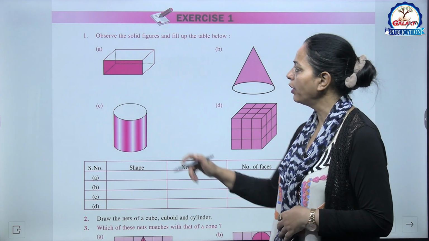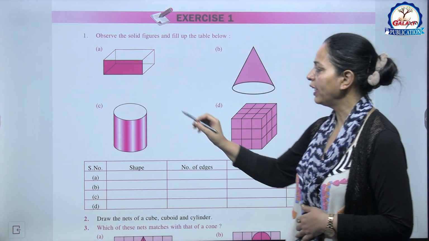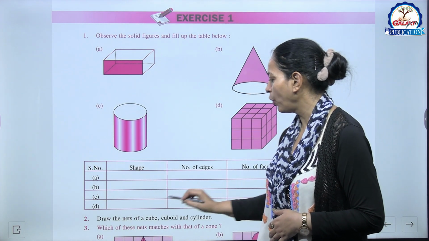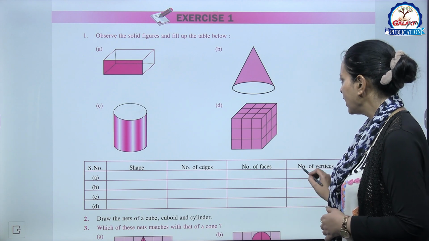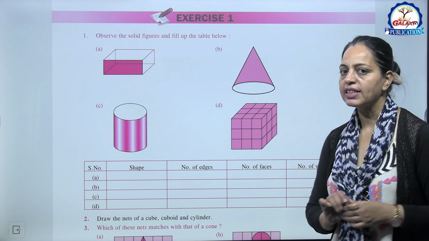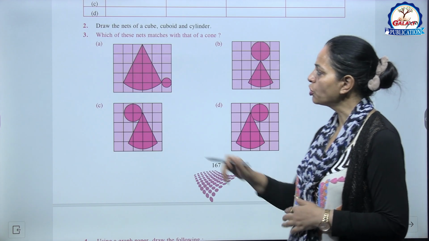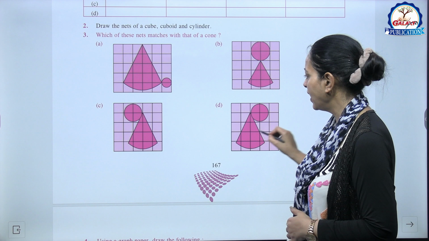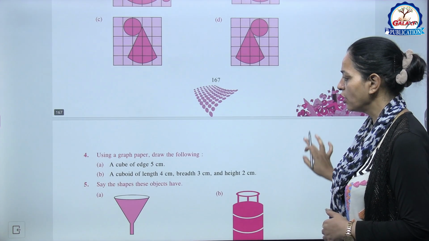Now this is the time of exercise 1. See question number 1. Observe the solid figures and fill up the table below. Like here A part, this is cuboid. So here which shape? Cuboid. Number of edges 12, number of faces 6, number of vertices 8. Similarly you can try these one. Now see third question, which of these nets matches with that of a cone? So see these nets. So A part. Okay, so I hope this is clear to you.